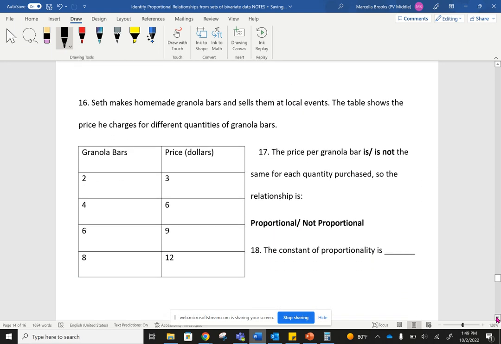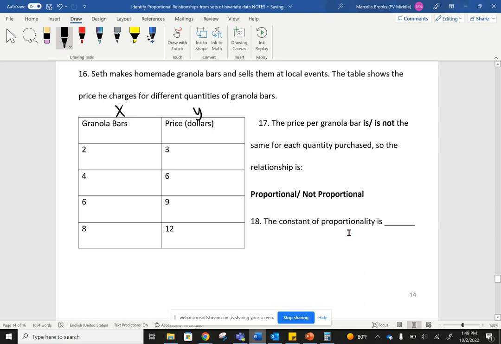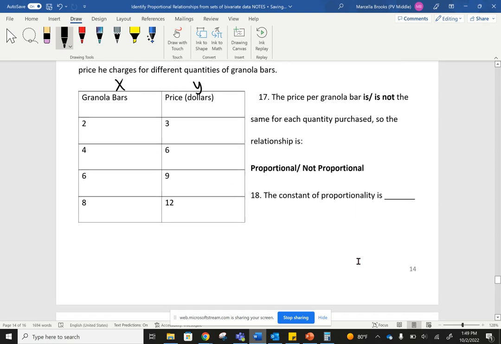16. Seth makes homemade granola bars and sells them at local events. I didn't know Seth did that. The table shows the price he charges for different quantities of granola bars. Let's always mark our x and our y. The price per granola bar is or is not the same for each quantity purchased, so the relationship is proportional or not proportional. And then if it is proportional, number 18, you're going to tell me the constant of proportionality.